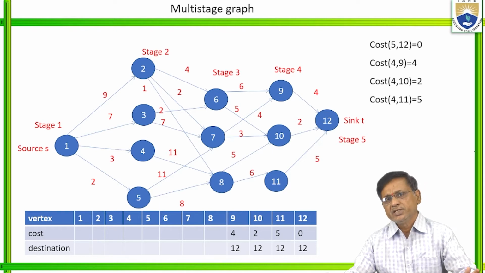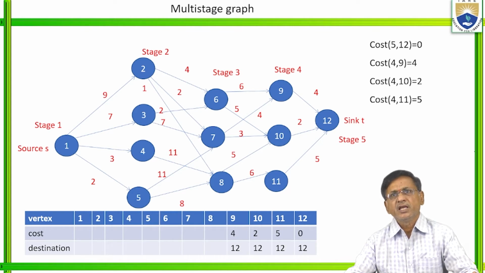So that means here the vertices are divided into 5 stages. The 12 vertices are divided into 5 stages. In the first stage, 1 vertex is there. In the second stage, 4 vertices are there. In the third stage, 3 vertices are there. And fourth stage, 3 vertices. And fifth stage, only 1 vertex is there.